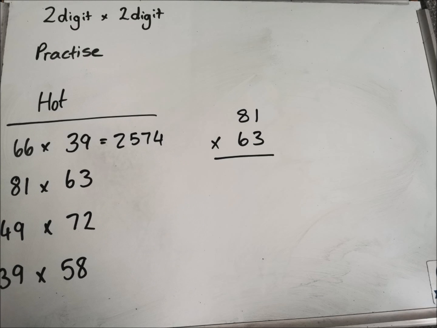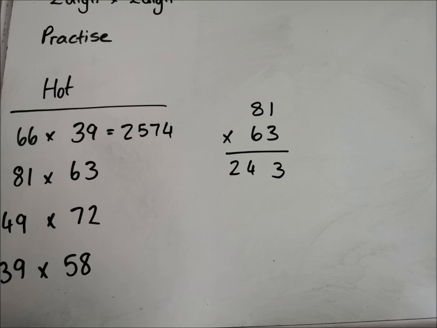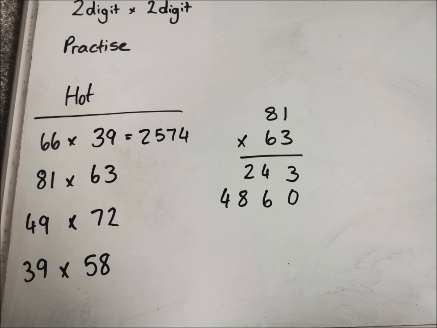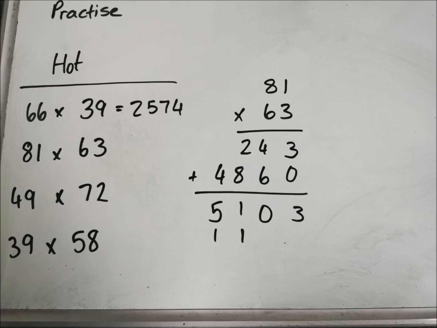Second one on the hot is 81 multiplied by 63. First line of the answer should have been 243. Second line 4860. Add the two answers up to get our final answer of 5103.